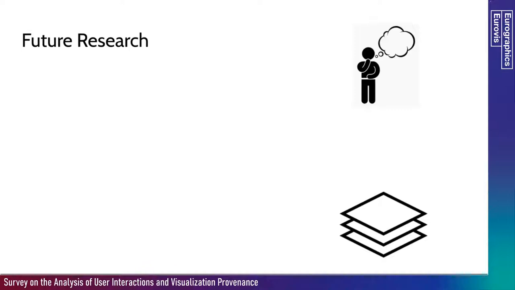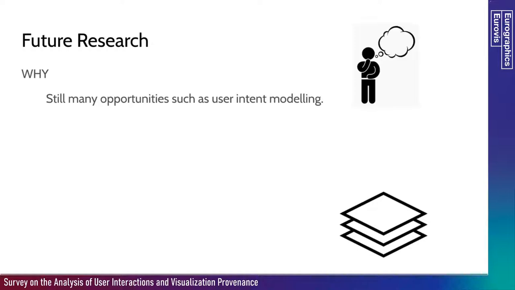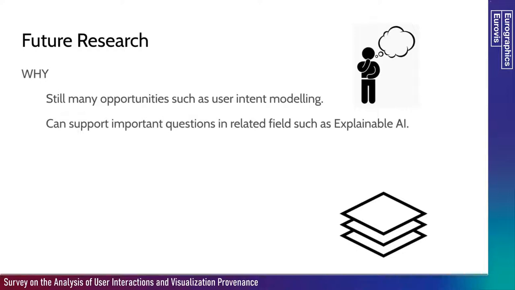There are still many unsolved problems related to the use cases discussed earlier. For example, user intent modeling is an important challenge that is far from resolved, and a fully automated solution is unlikely in the near future. Provenance can be beneficial to related fields such as machine learning. One example is explainable AI, by capturing and visualizing the evolution of the internal structure and how the model responds to different inputs, users can have an improved understanding of model behavior.